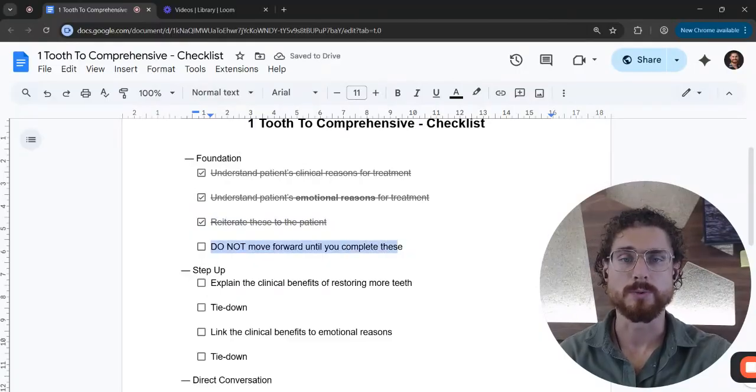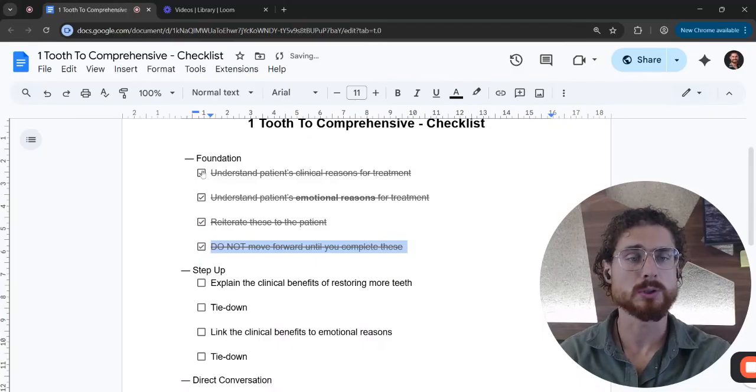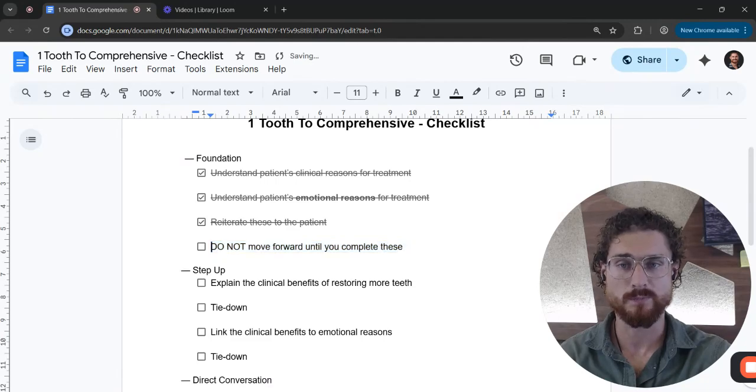Really important, do not move forward until you can complete this. Obviously you should have a grasp of their clinical reasons for treatment. If you don't understand the emotional reasons and you can't explain it back to the patient, do not by any means move forward.